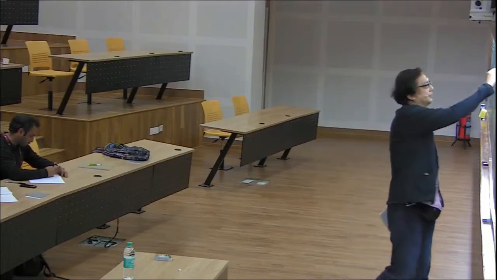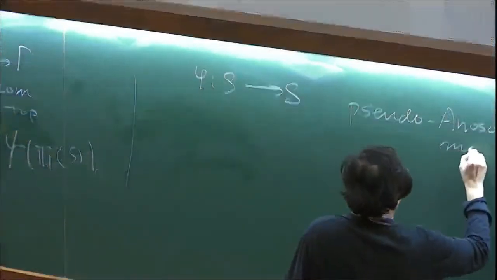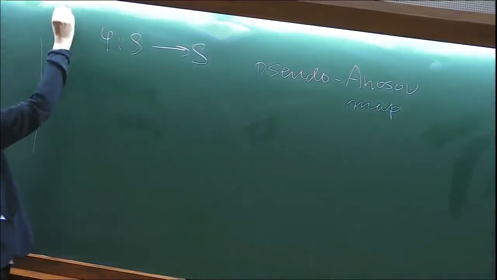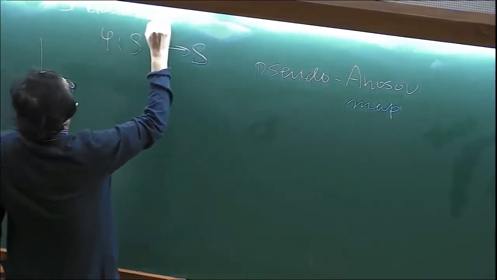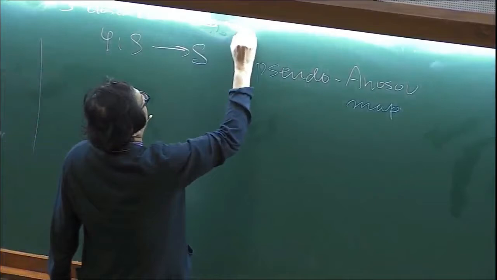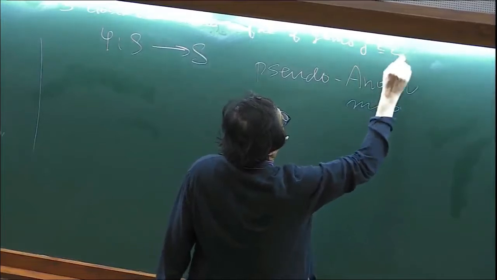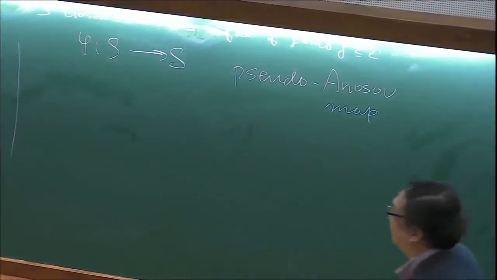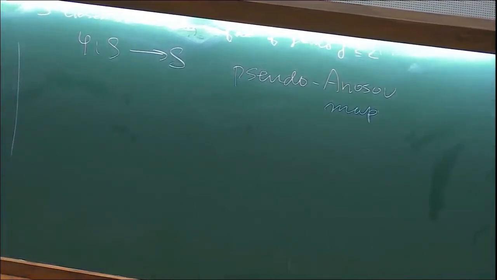So to construct an example of a geometrically infinite group, let me first define something called a pseudo-Anosov map. It's a homeomorphism from S to S, where throughout the talk, as in the previous one, S is a closed orientable surface of genus g greater than or equal to 2. So a pseudo-Anosov map is something like this. Actually there is a classification of automorphisms of a closed surface into three types.